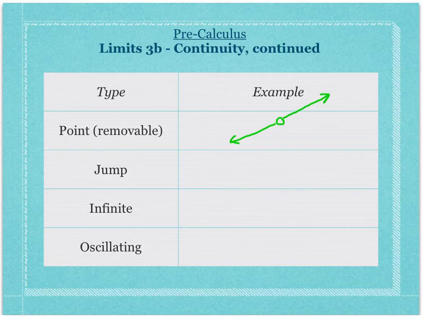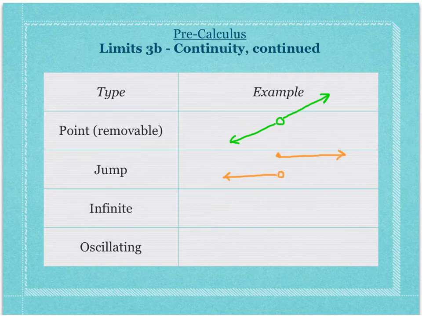Secondly, we have a jump discontinuity. I think you're kind of aware what that is. And we've seen some of these with absolute value connotations with them. So here's an example of what this might look like. Again, there's a clear break in the graph and actually a physical jump from one point to another.